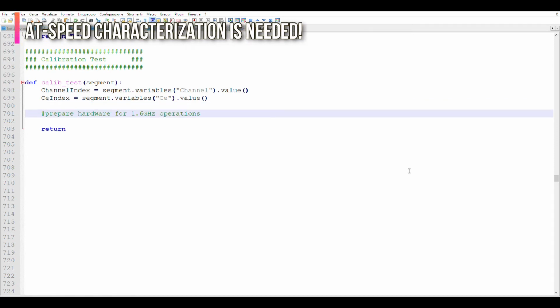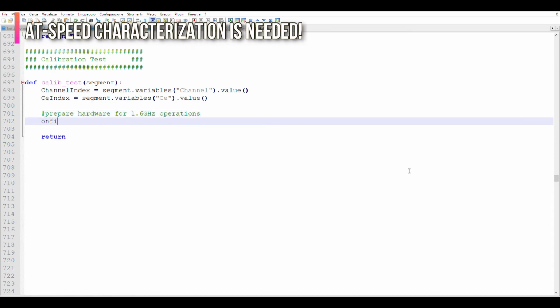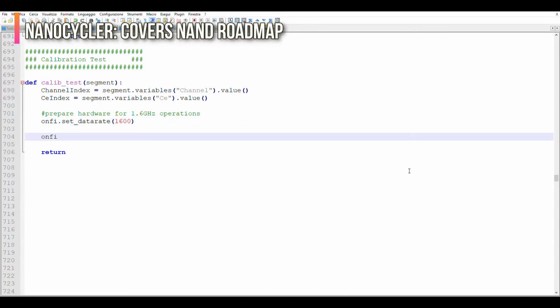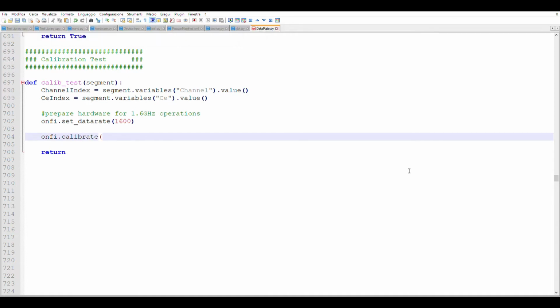Reliable characterization results can be obtained only if the experiments faithfully simulate the final application. Studies highlighted the dependency of the generated data on the interface transfer speed. Nanocycler is able to reach a stable 1.6 gigatransfer per second, which ensures the coverage of the NAND roadmap for the coming few years.